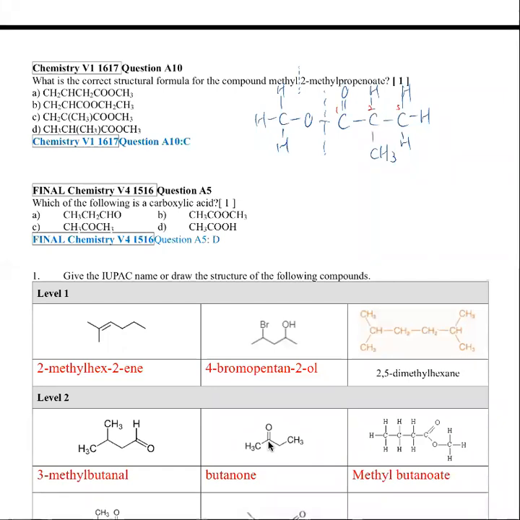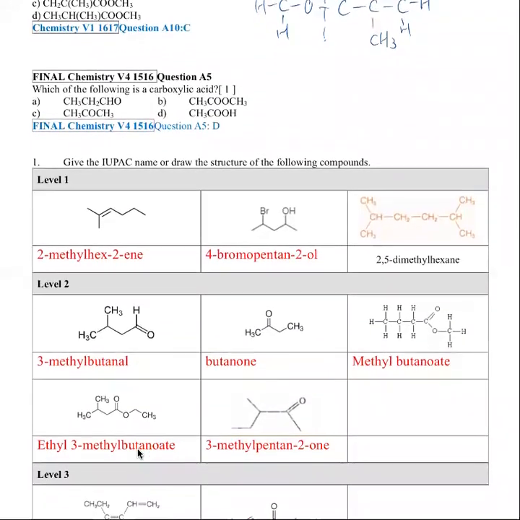Okay, and then the next one is an easy question. Which one is a carboxylic acid? So you should have a COOH group. So of course it's D. Okay, and then to the naming and joint molecule part.